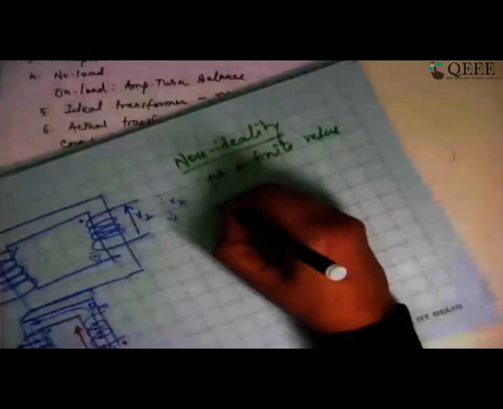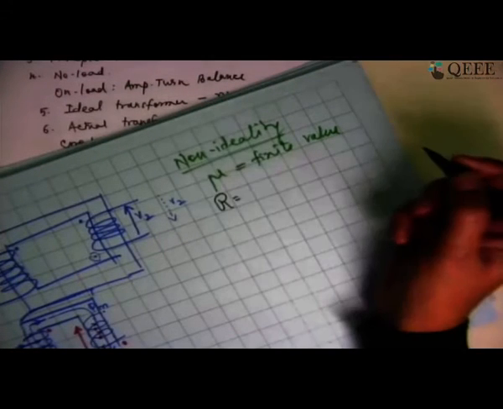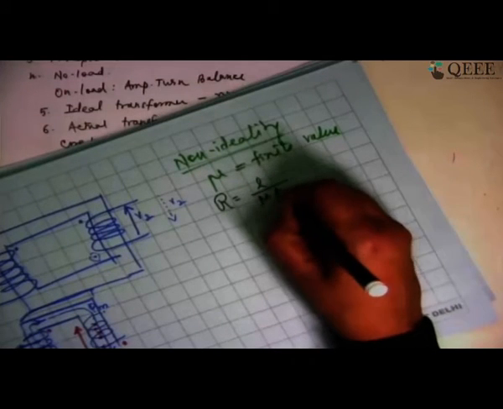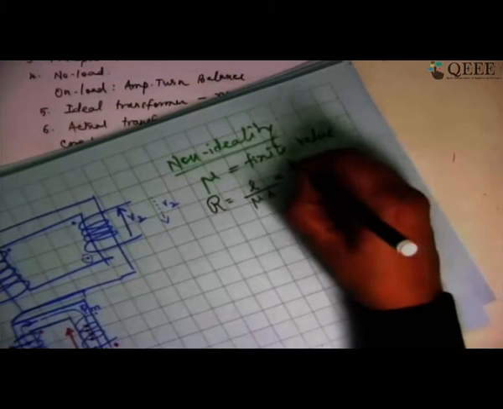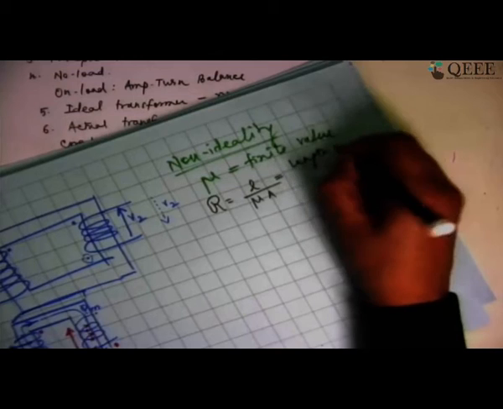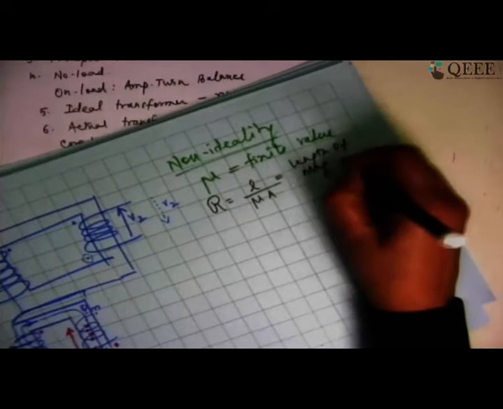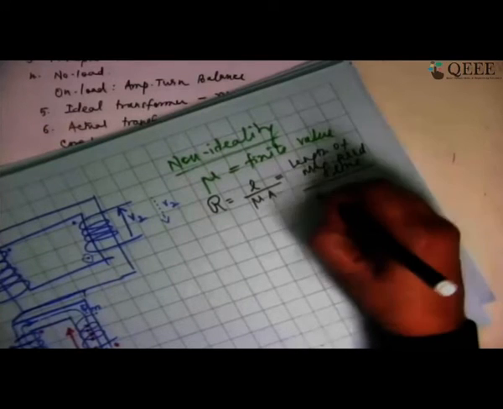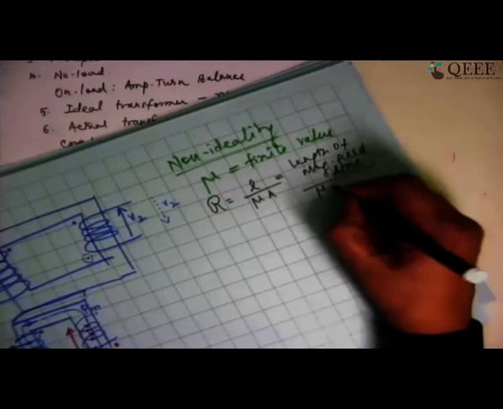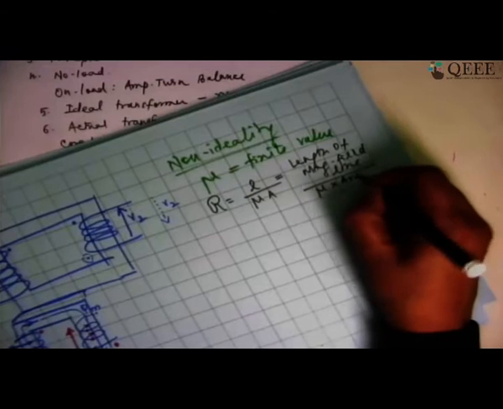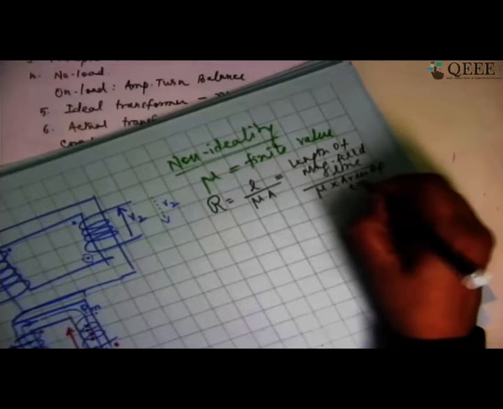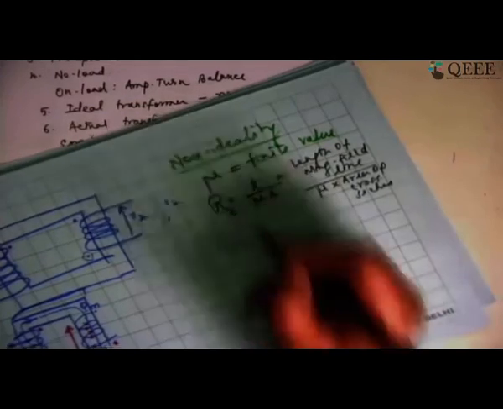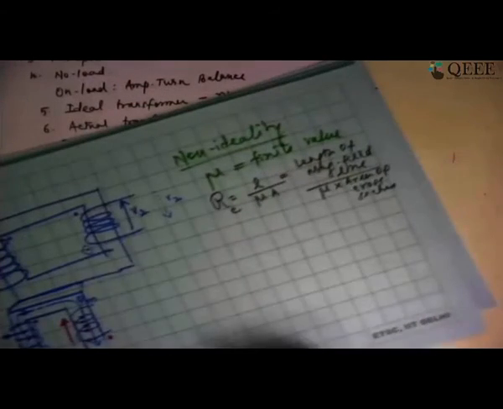So if the permeability is a finite value, I am going to have the reluctance of the core as L, the length of the magnetic field line or flux path, divided by mu, which is the permeability, times A, the area of cross section of the core. So this is the reluctance of the core.